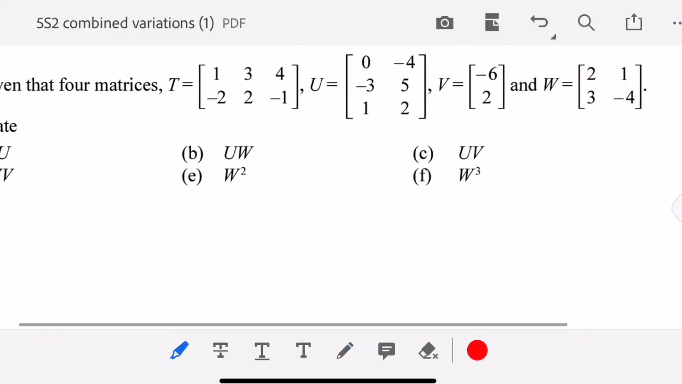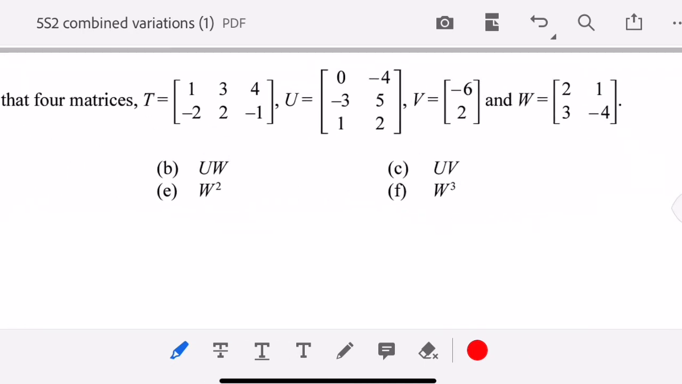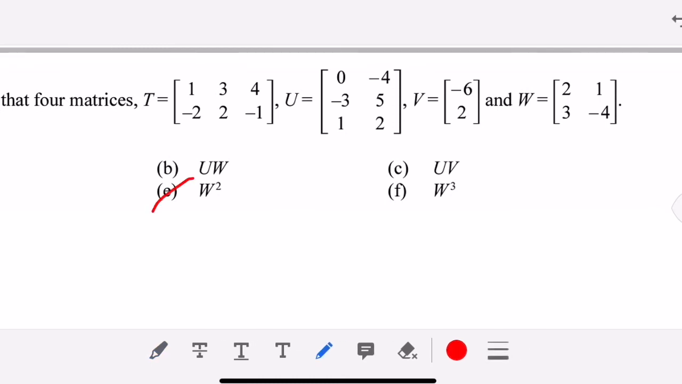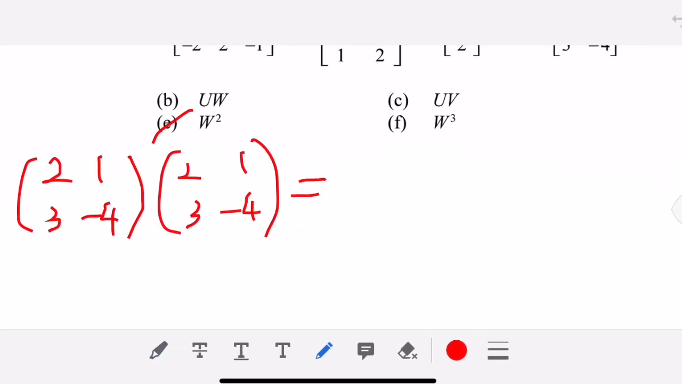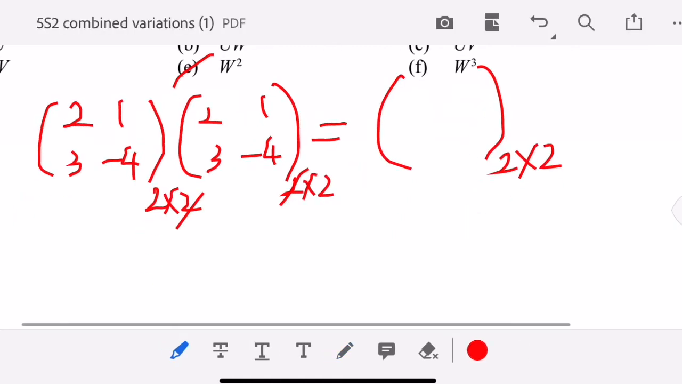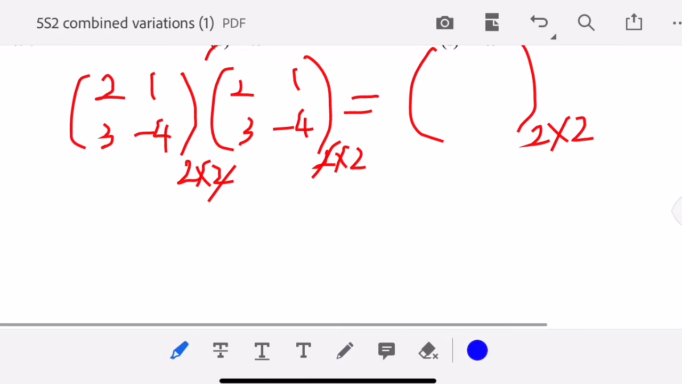Okay, so I try to do another one for you, which is W2, so that you understand how to do multiplication of matrix. So I'm having W, which is 2, 1, 3, negative 4. So I'm going to multiply the 2, 1, 3, negative 4. So how to multiply? This is 2 by 2, this is 2 by 2. So I'm going to get 2 by 2, right?